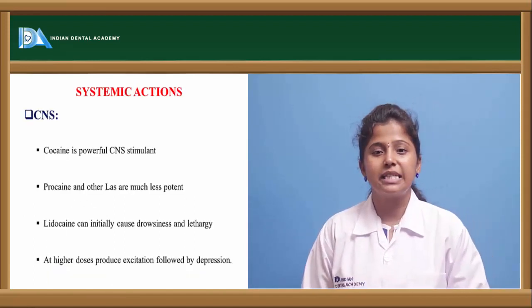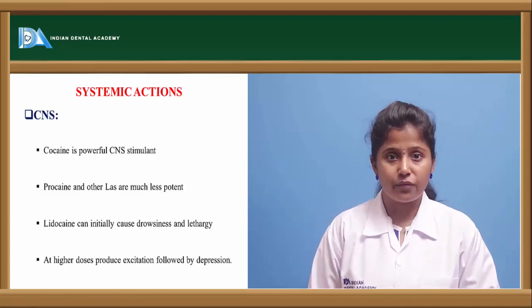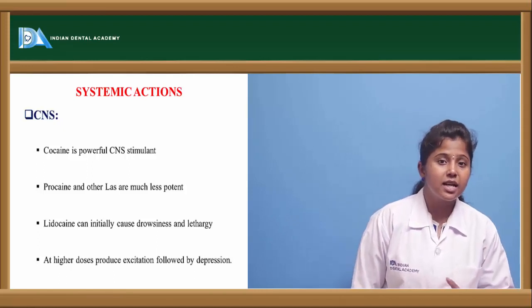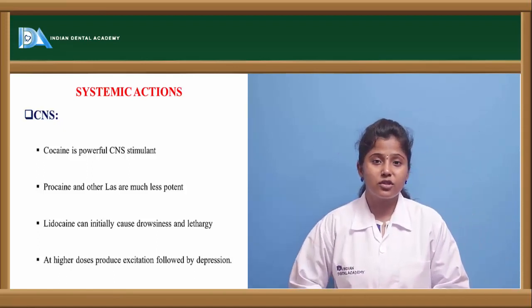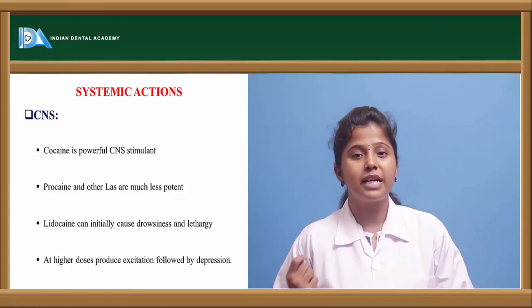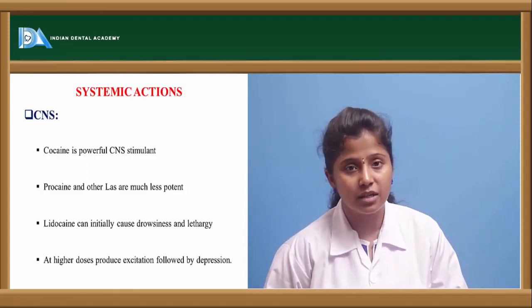So how are these local anesthetics acting at various parts of the body? Once we administer local anesthetics on the CNS, especially cocaine, cocaine is a drug which is a CNS stimulant. So once it is administered, it causes excitation of the central nervous system.